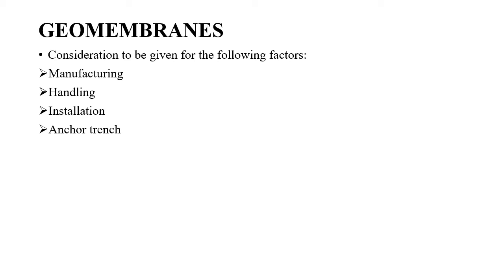Then what we have is the anchor trench. What an anchor trench is, basically, in order to avoid the slippage of the geomembranes from the layout or from the area where you have installed, usually a bedding can be provided, a bedding which is 0.6 meter deep by 0.6 meter wide. It's like a trench, and in that you can install the geomembrane so that there is no slippage of geomembranes while it is installed.